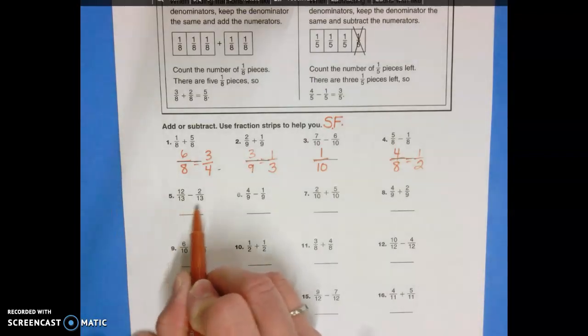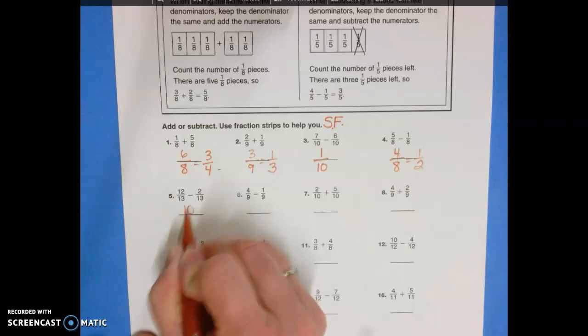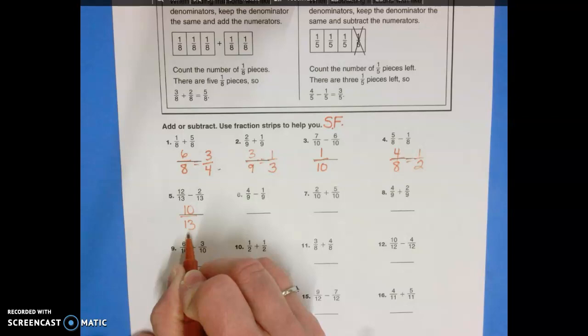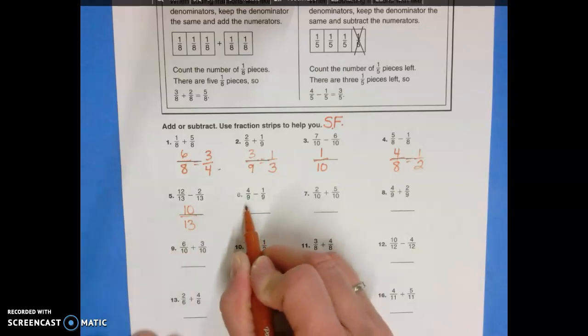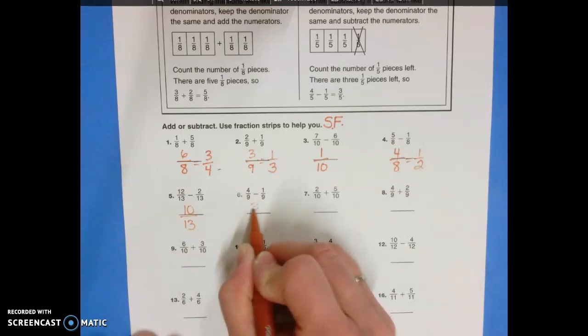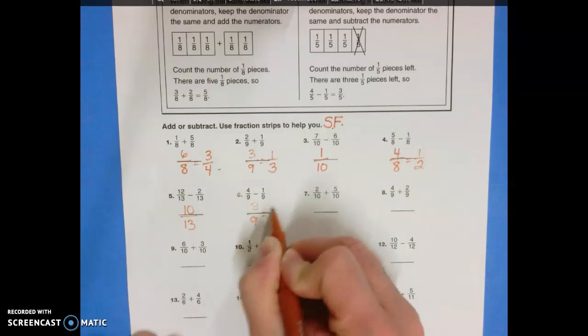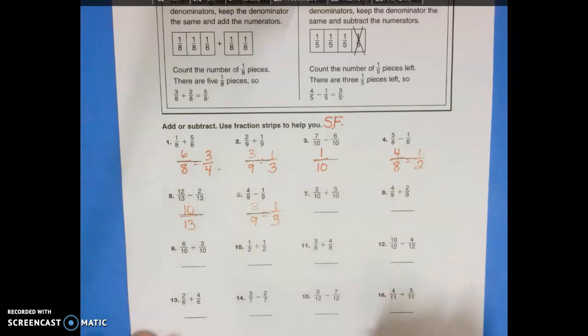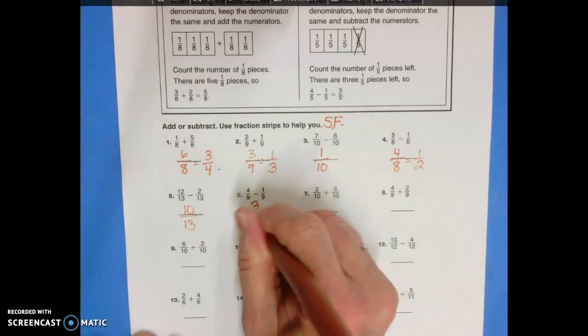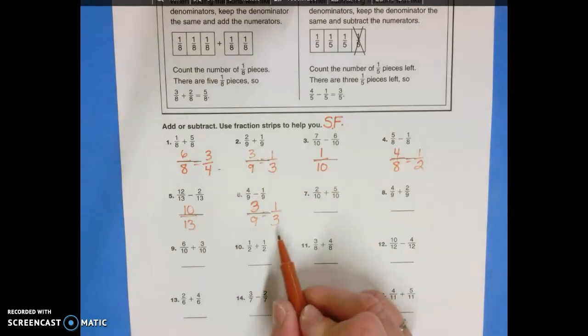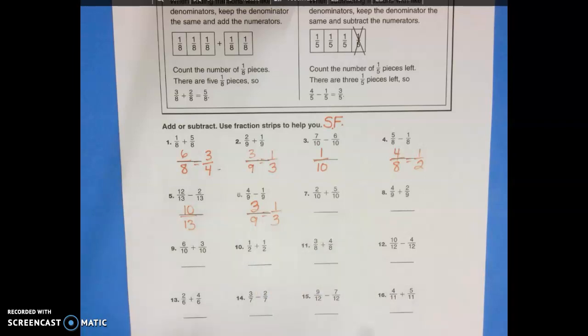12/13 take away 2/13, I'm left with 10/13. Is that in simplest form? Yes, it is. 4/9 take away 1/9 is 3/9. We've seen that already just above it. That simplifies down to 1/3. The more you do this, fourth graders, the more you're going to realize, hey, I can put those in simplest form so fast. You just get used to the ones you see a lot.